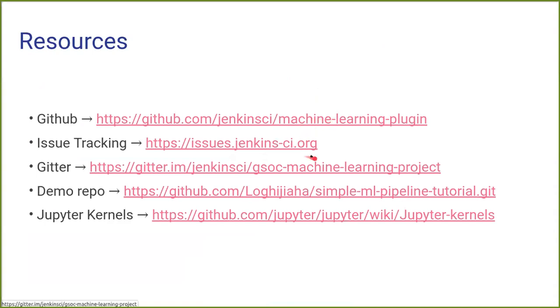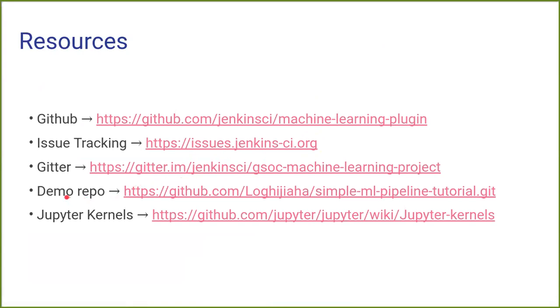And if you face any issues with our plugin, I forgot to say that we have released our plugin version 1.0.1. You can directly download it from the main update center. When you are using it, if you face any issues or errors, you can report them here. We are happy to help you. And if you have any questions, you can ask directly in our Jupyter channel dedicated to the GSoC machine learning project.